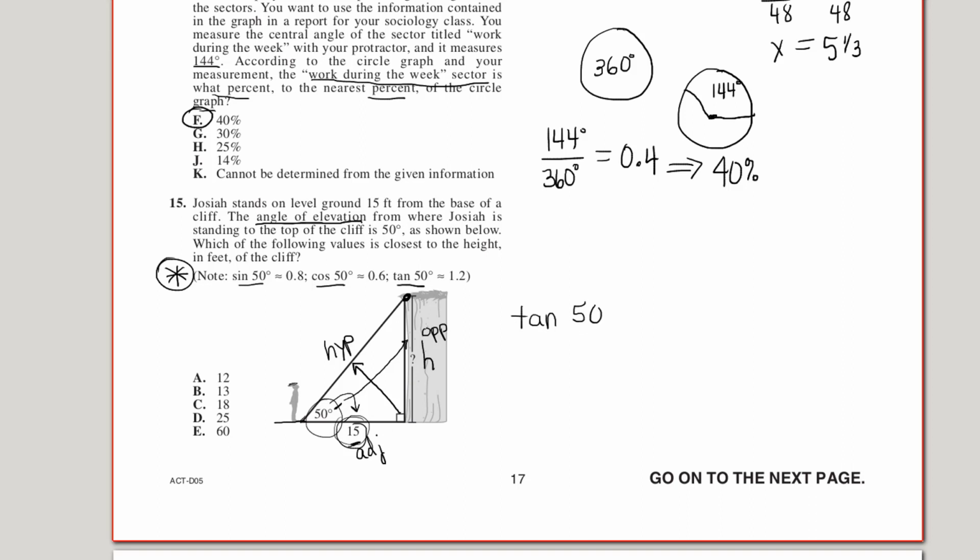So we take tangent of 50 degrees is equal to h, our opposite, which is our unknown, over 15, what we're given. We want to solve for h, so I'm going to multiply both sides by 15, and I get that h is equal to 15 tangent 50. We could have plugged tangent 50 in our calculator, but they've given it to us. They say it's approximately 1.2. So I'm going to plug in 1.2 for tangent 50, put that into my calculator, and you should get that h is equal to 18, which is answer choice C.